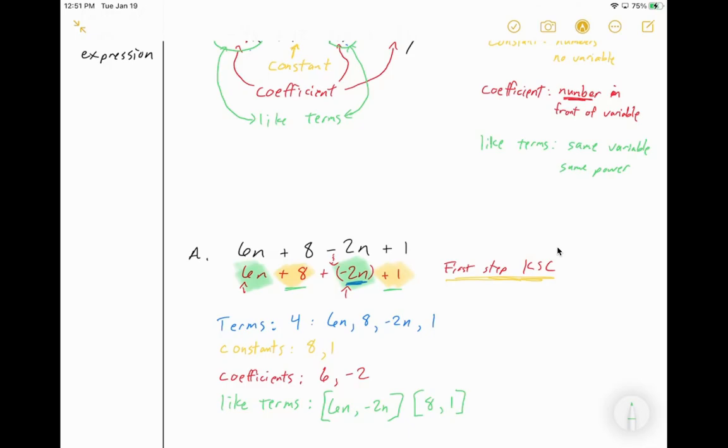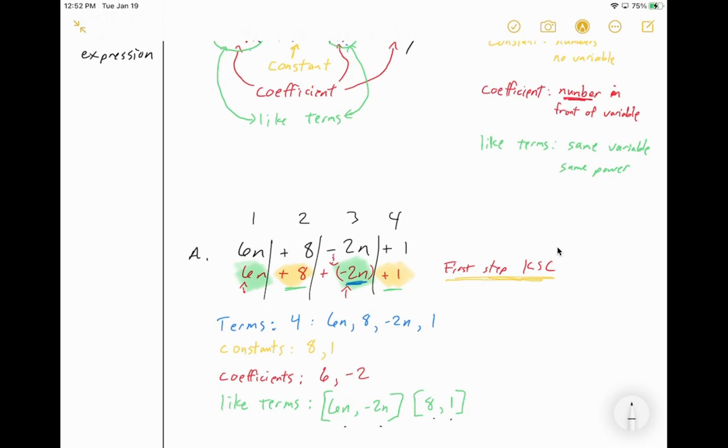So again, all we're doing here is vocabulary, just identifying things and saying, how many terms are there? Well, there are 4 of them. I can split it up into 4 separate sections, right? 1, 2, 3, and 4. What are my constants? What are my numbers that don't have variables? Well, 8 and 1. What are my coefficients? What are the numbers that are in front of my variable? Well, my variable is the letter, so just find the letter and tell me the numbers right in front. And then lastly, what are the like terms? What could I group together? Well, these have n's, and these are just regular numbers. So those are groups like that.